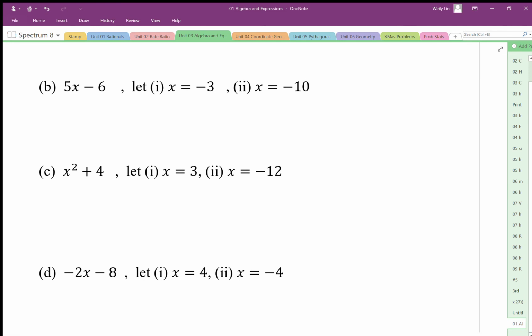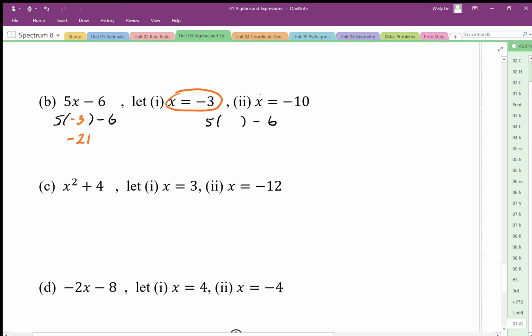So we have 5x minus 6. So my expression is 5x minus 6. I can let that x value take on a value of negative 3. My calculation ends up being 5 times negative 3 minus 6. End up with negative 21. I can take that exact same expression and do a different substitution. I can substitute in x equals negative 10. So this becomes negative 50 minus 6, or negative 56.